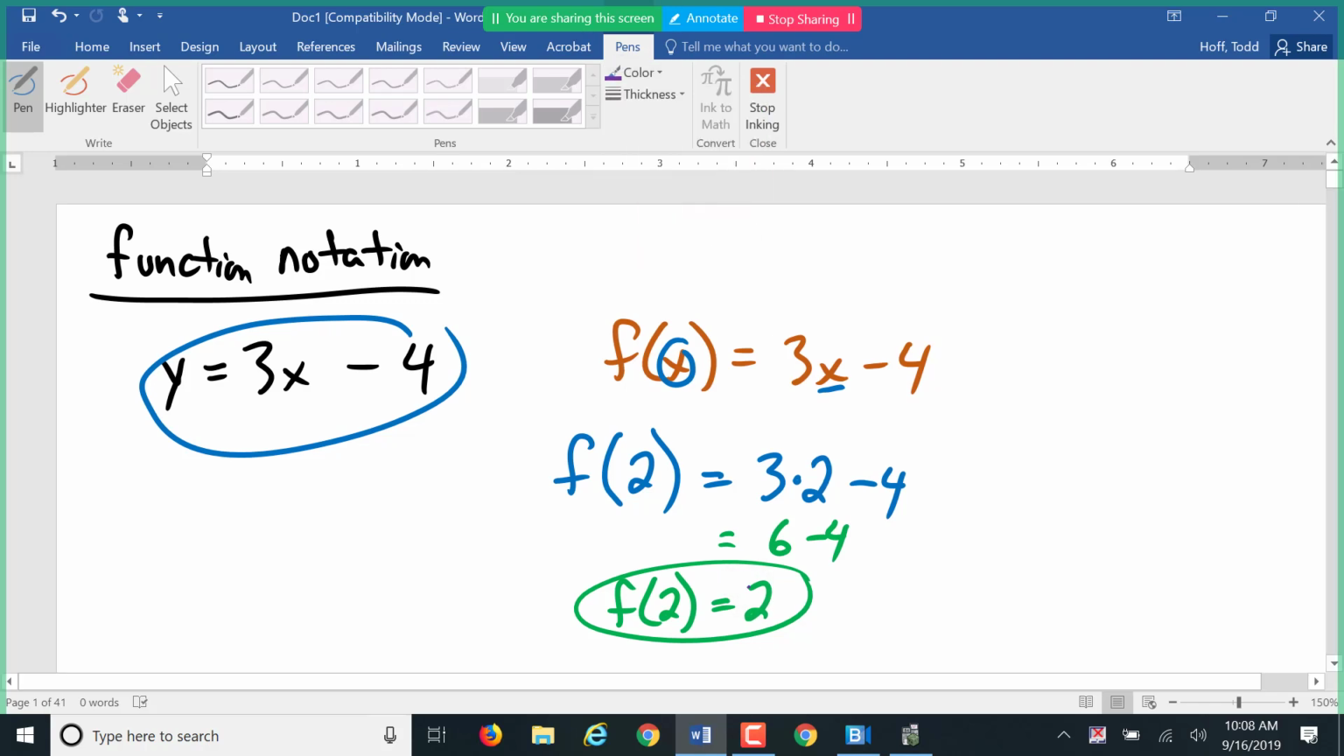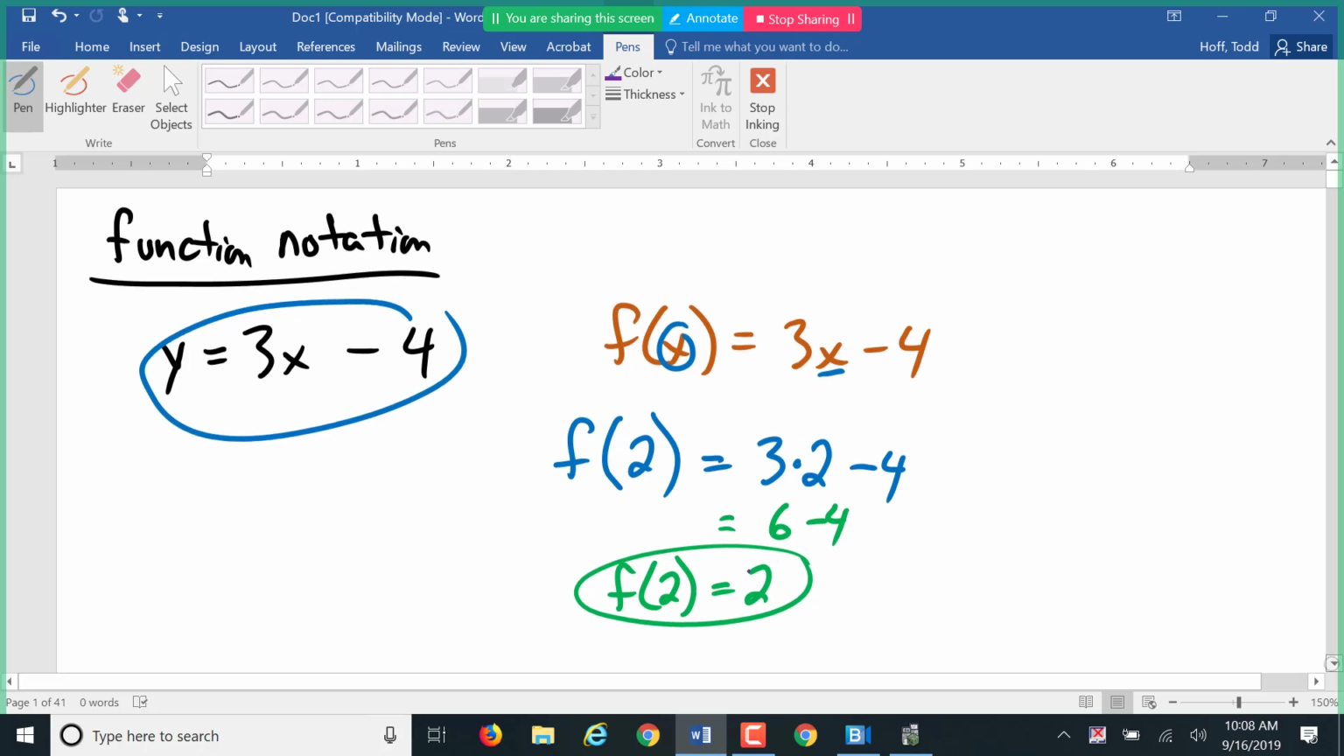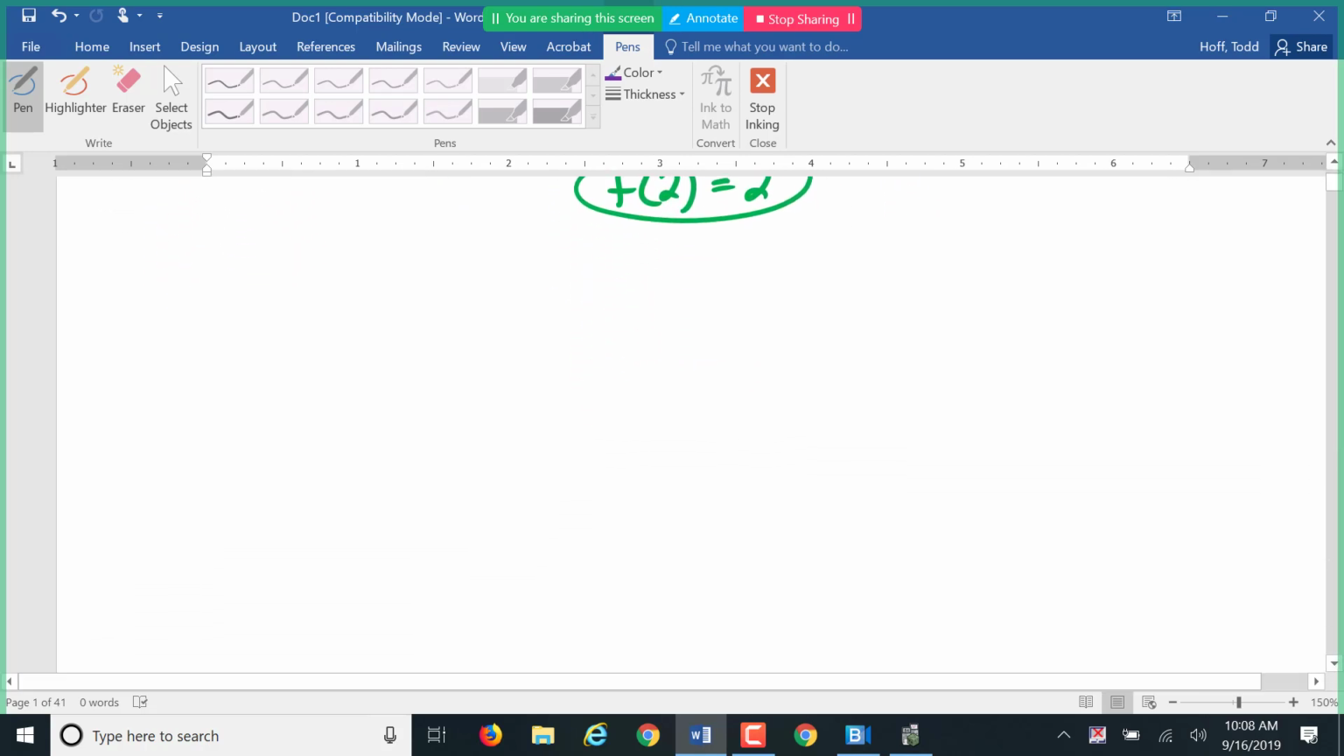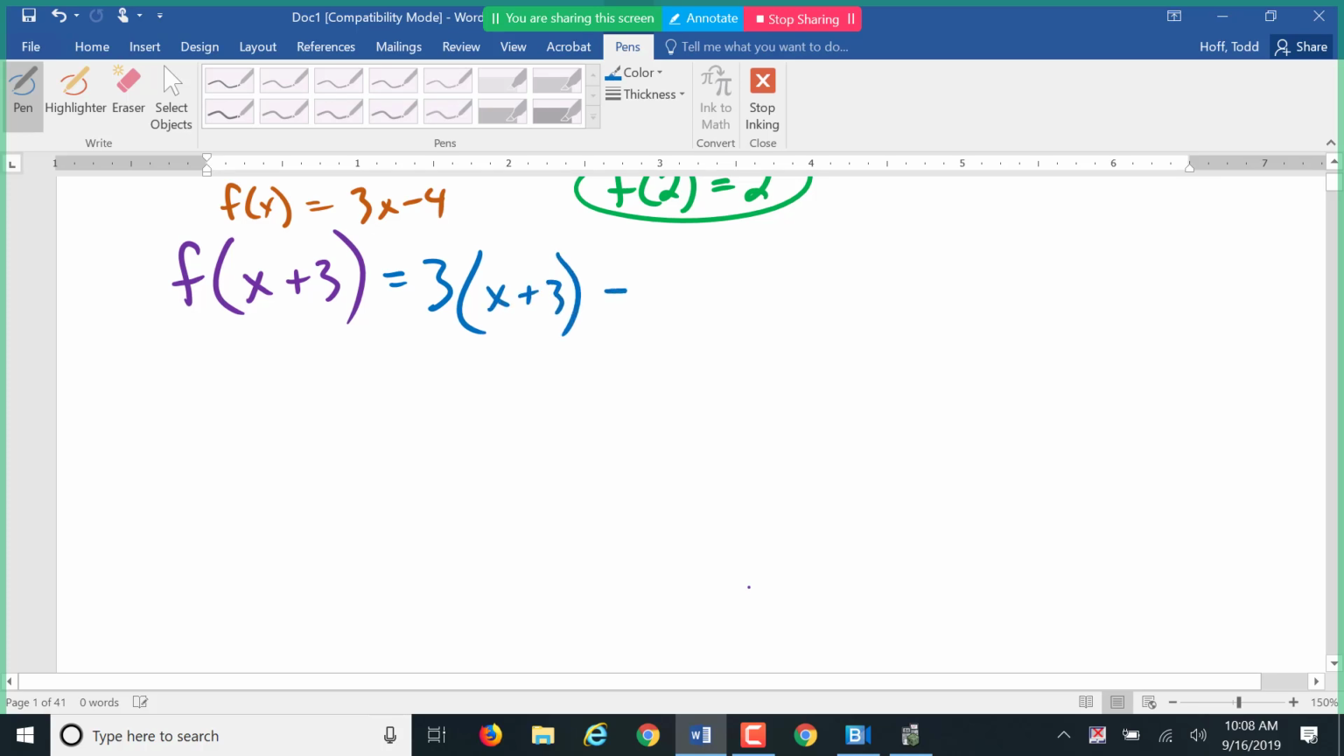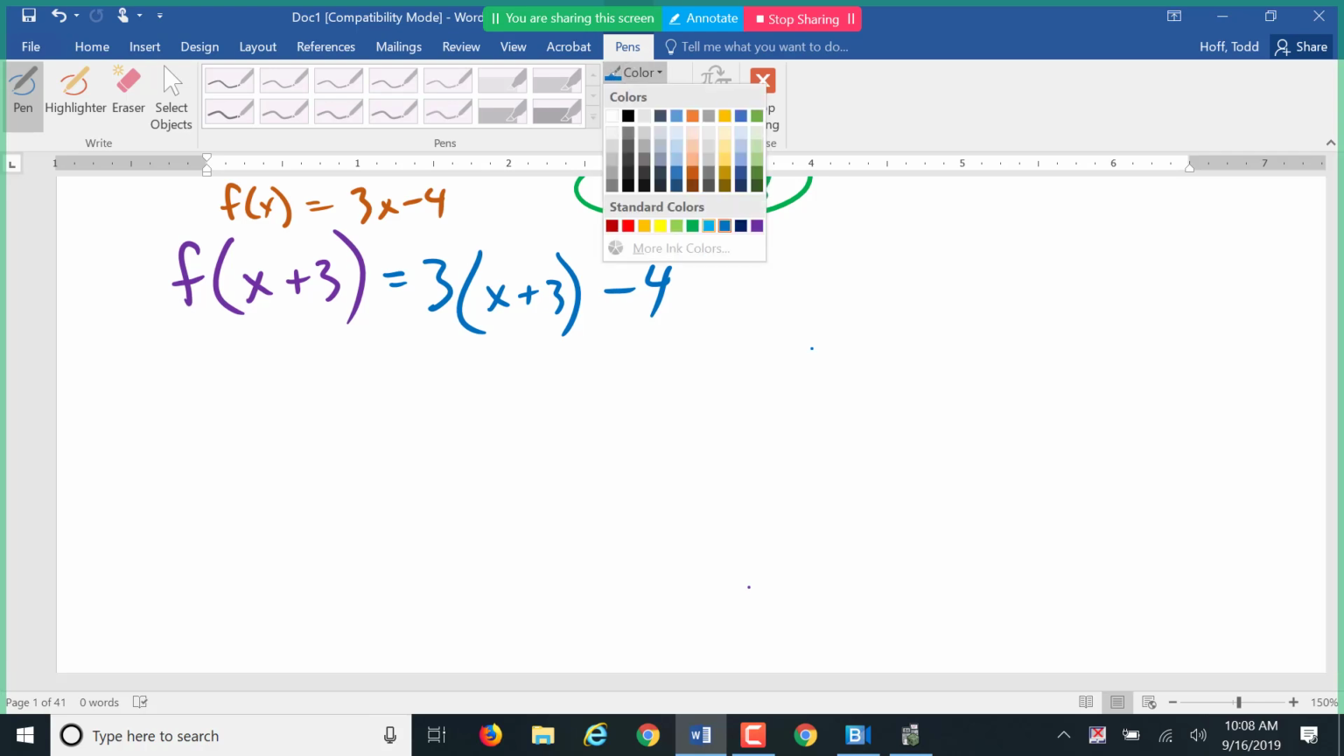Well, that's kind of boring. Maybe a little bit more exciting is we might say, what is f of x plus 3? Well, remember the f of x is 3x minus 4. F of x plus 3 is going to be 3 times, we replace x with x plus 3, minus 4. And then we do our algebra to simplify this equation.